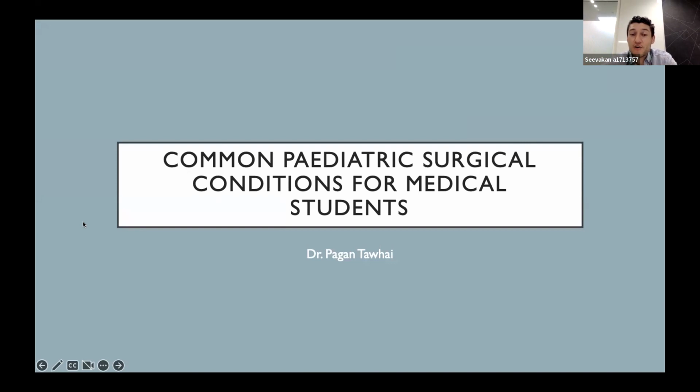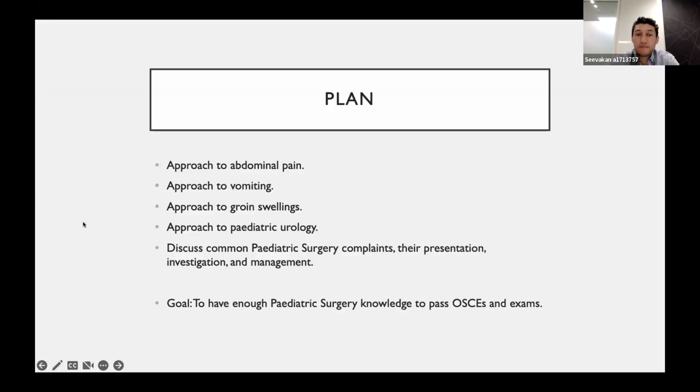Okay, so what we'll do with this presentation is we'll try to make it as interactive as we can, to get the most knowledge out of the conditions that we'll talk about. Essentially today we'll talk about an approach to abdominal pain and a few conditions, using case studies as we go along to learn. Then we'll move to the approach to vomiting, then talk a little bit about groin swellings and finish it off with a bit of paediatric urology. We'll discuss common paediatric surgical complaints, their presentations, investigation and management as we go along.